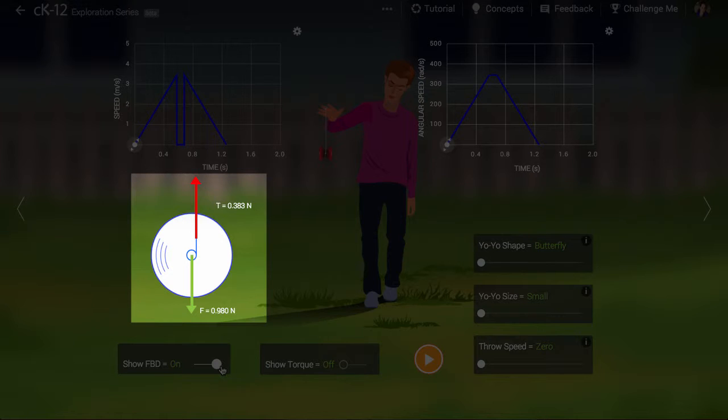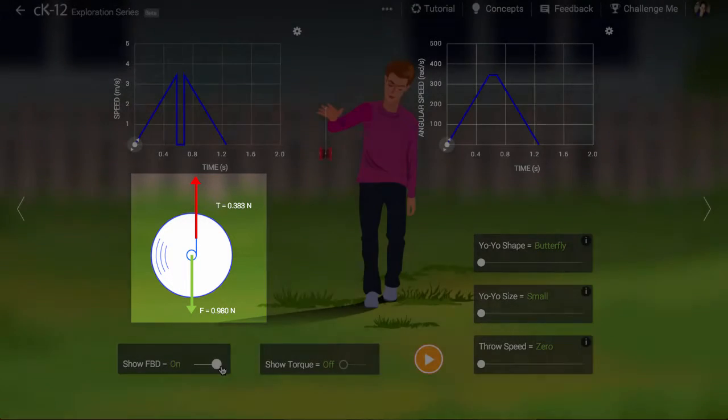Notice that the gravitational force acts on the center of the yo-yo, and that it generates no torque about its rotational center. But the tension force acts off-center. This means the tension force is responsible for a torque about the center of rotation. The torque causes the yo-yo to spin up as it descends, then slow its spinning as it ascends.